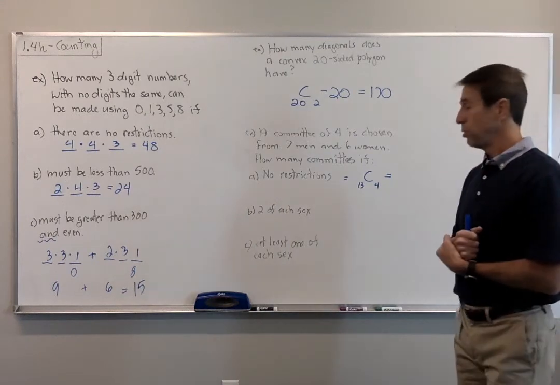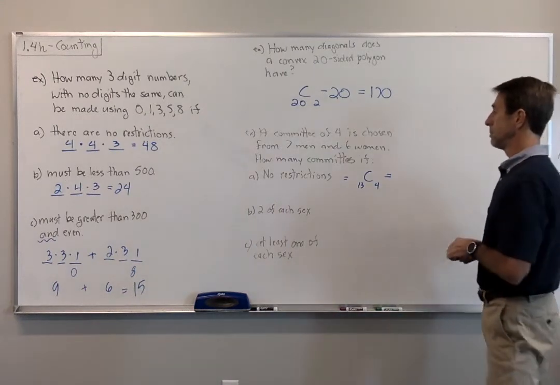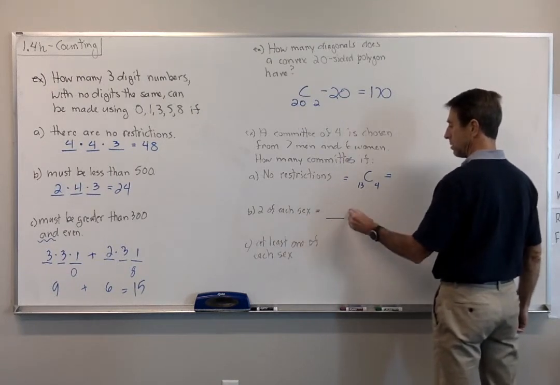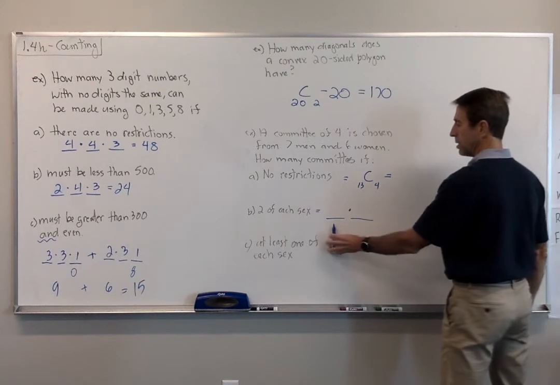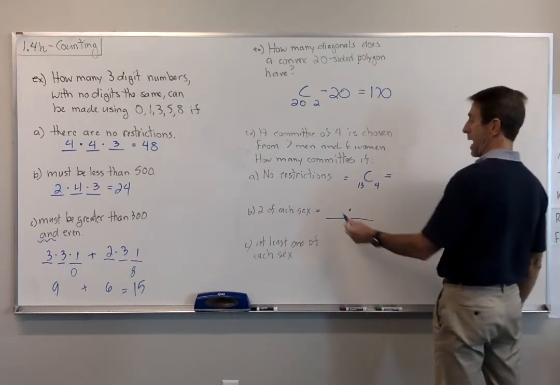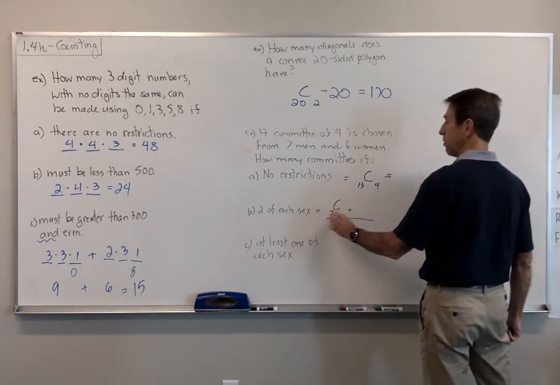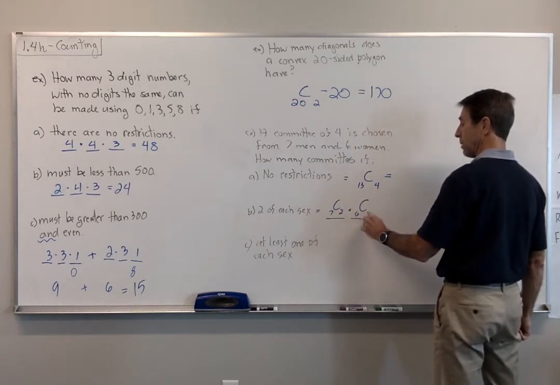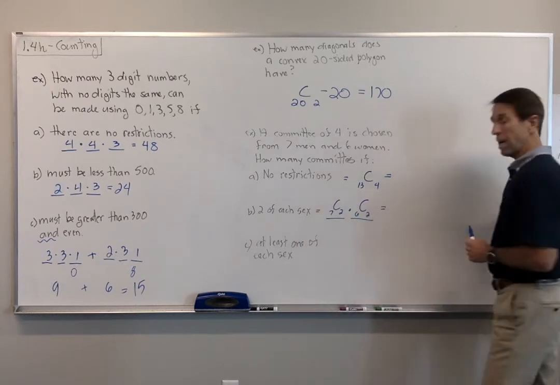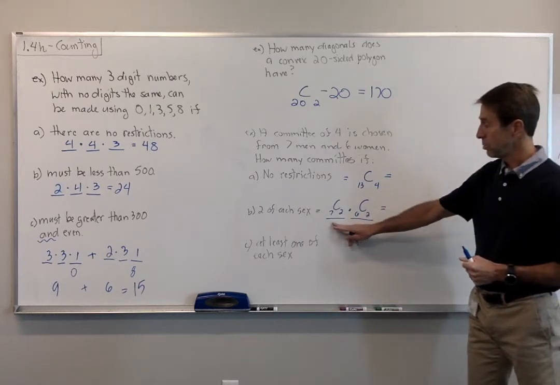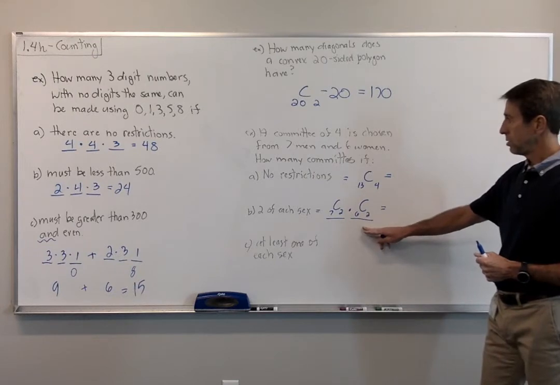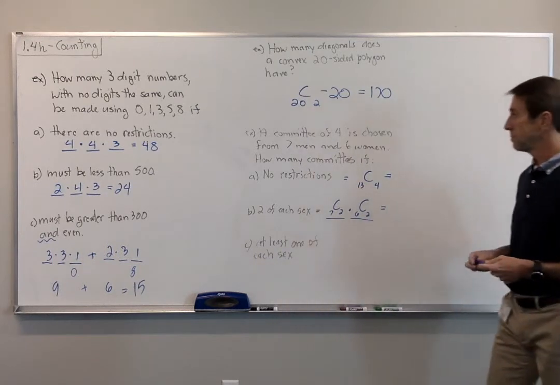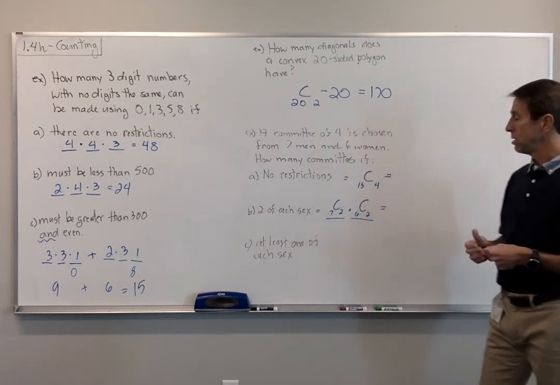Now for the other part, we realize that we want 2 of each sex, 2 men and 2 women. So in that case, it's almost like a counting principle, but within each part of the counting principle, it's a combination. It's basically asking, how many ways can I choose 2 of the 7 men? How many ways can I choose 2 of the 6 women? And then I'm going to multiply those together. This is the number of ways I can choose 2 men. This is the number of ways I can choose 2 women. So the number of ways I can choose both of them would be that. Okay, and it does add to 4.